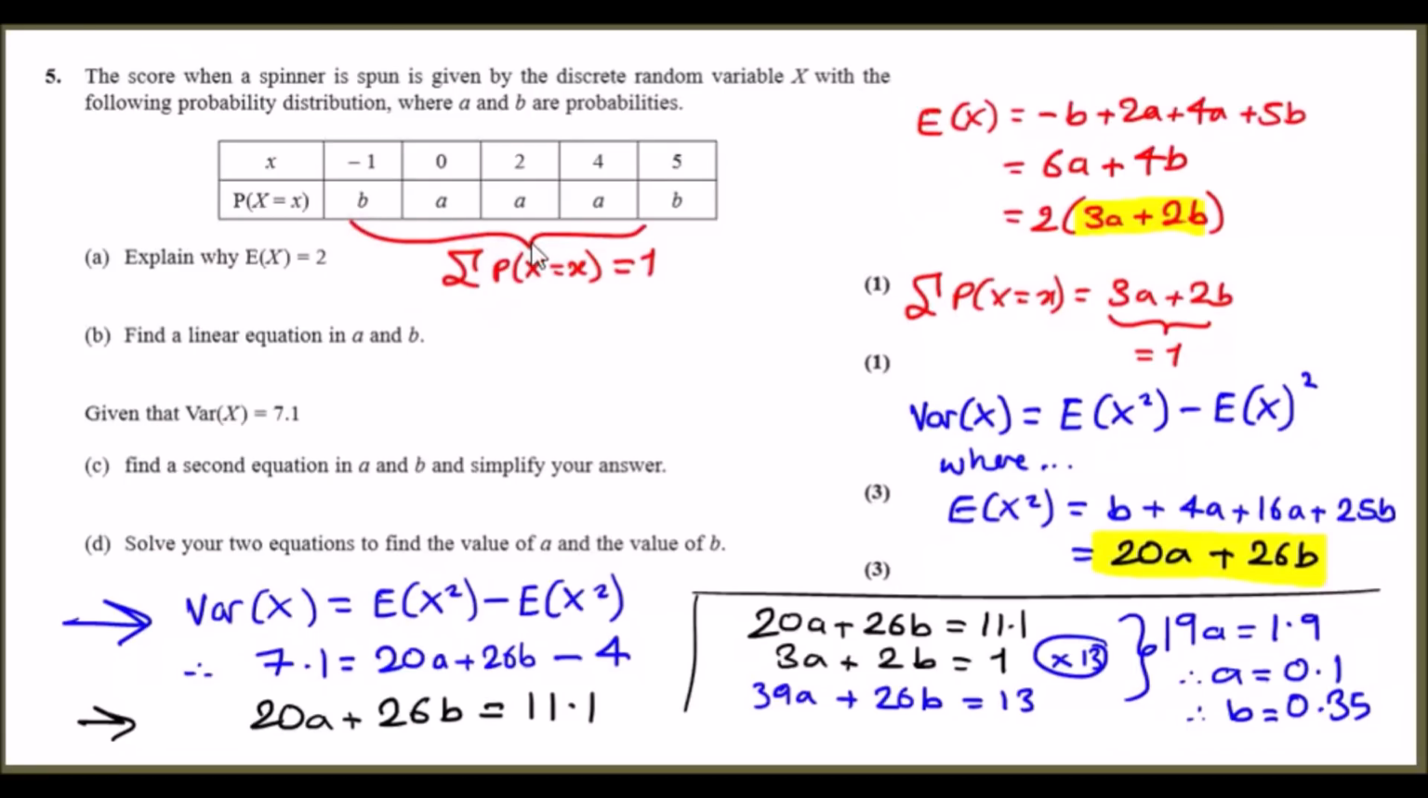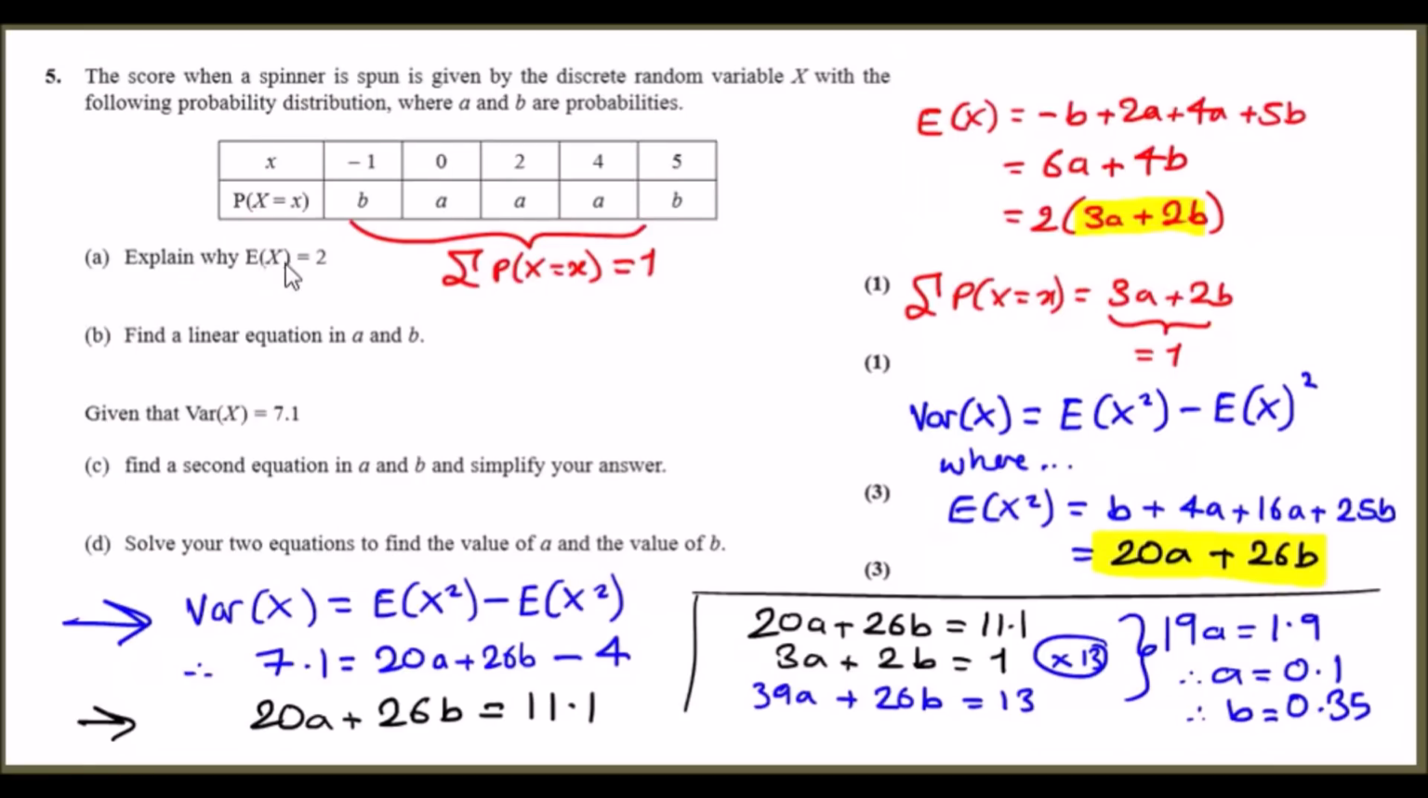So I said that the sum of all of these probabilities always adds up to 1, okay? And when you do that, you can do something on the right, like I did here. So if you add them all up, you should get 3A plus 2B equal to 1. So let's look at A and B now, questions.